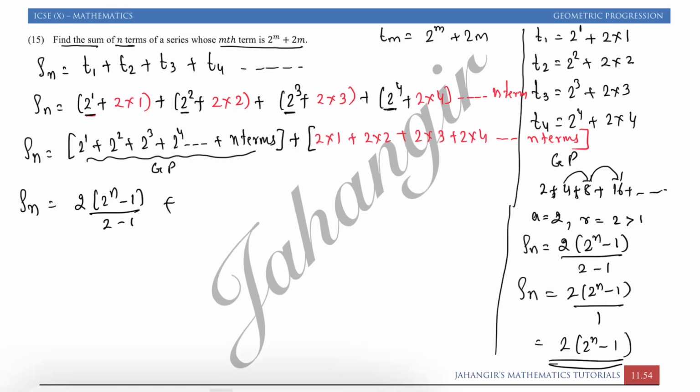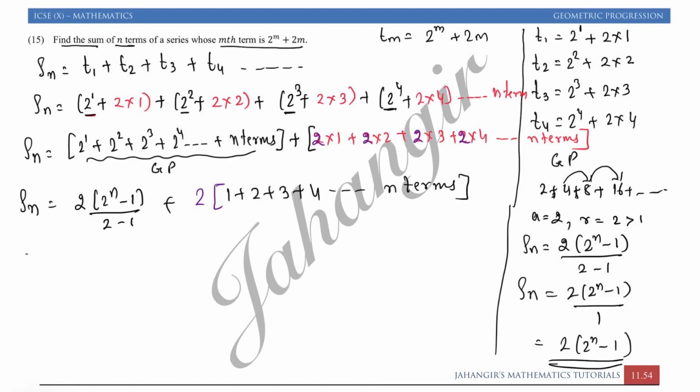But how the next term is AP, that we have to think. From this, first you can take out 2 common. See, this is 2 common with each term. So we will take out 2 common and in the bracket I can write 1 plus 2 plus 3 plus 4 dot dot up to n terms.